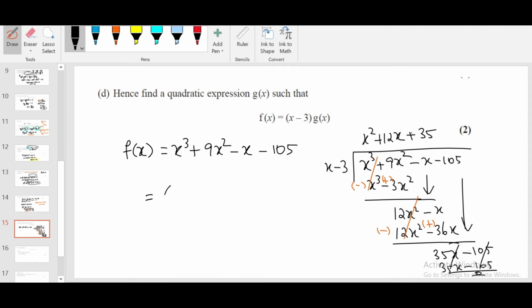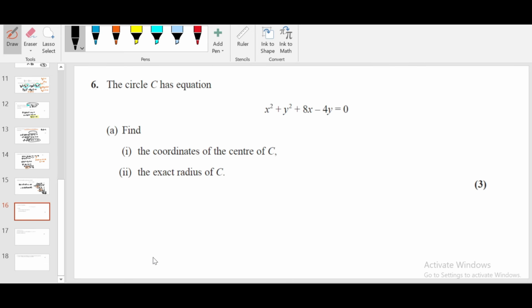So you can write it as x minus 3 times x square plus 12x plus 35. That's all. Let's move on to question number 6. The circle has the equation x square plus y square plus 8x minus 4y is equal to 0. Find the center and radius.